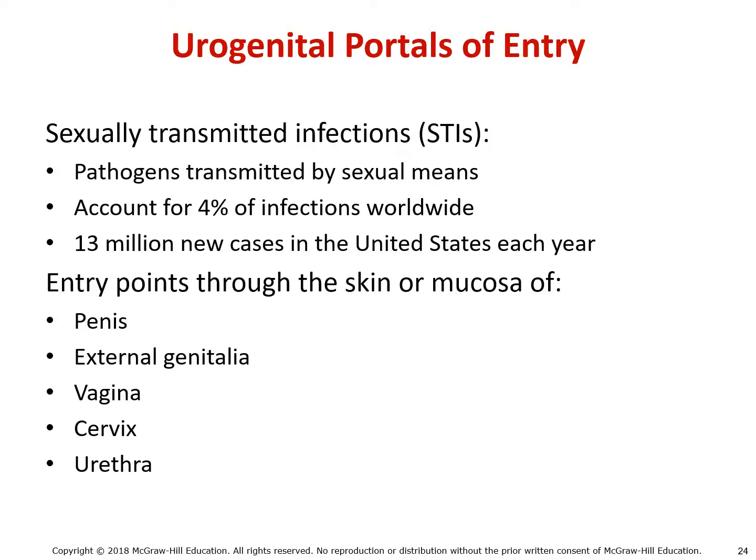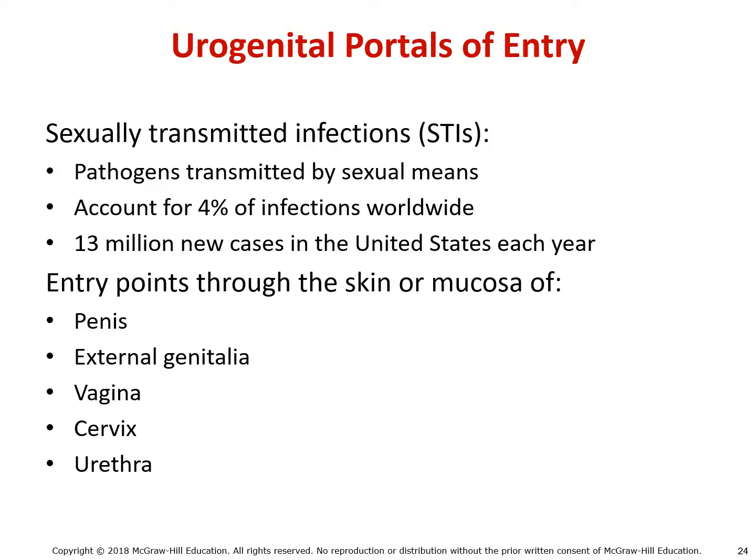The next thing I want to talk about is the urogenital portal of entry, which is going to again be sexual pathways. So many of these things are sexually transmitted infections or STIs. Ultimately, there are going to be huge numbers of things that are only transmitted by sexual means. And believe it or not, it's roughly 4% of all infections in the world are actually STIs, which is quite an alarming number. Again, there are roughly 13 million new cases in the United States every year.